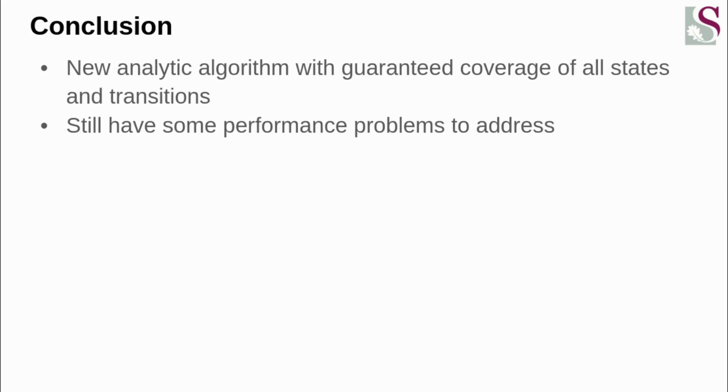So in conclusion, we have shown how we now have a new analytical algorithm that we can use to produce a test suite that gives us guaranteed coverage of all states and transitions in an automaton, and therefore also of most behaviors that the unit under test might exhibit. However, we also still have a few performance issues left to address, even though the prioritization method already improved performance a lot.